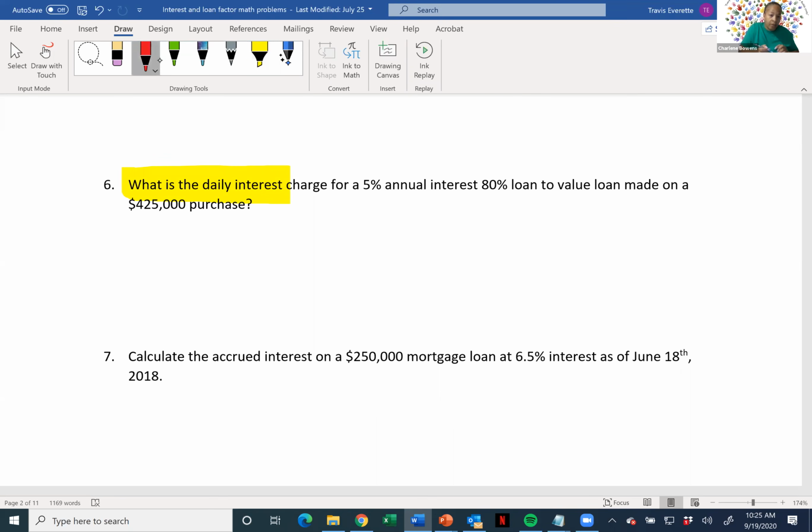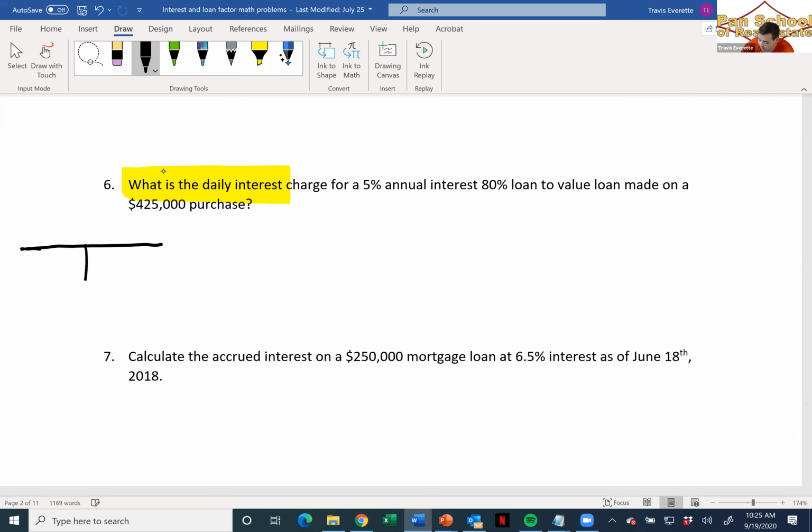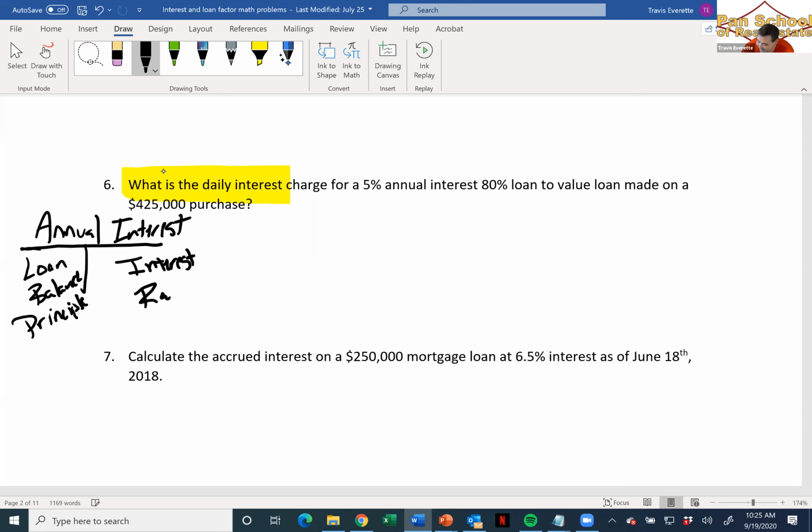Yes. And so the formula for annual interest always looks like this. The annual interest is equal to the loan balance, or the principal, means the same thing, times the interest rate. So let's see if they gave me those things. Here's the interest rate, right? Would you agree with me? They just gave me that. Yes, I've got that number. I don't need to do any work for it.